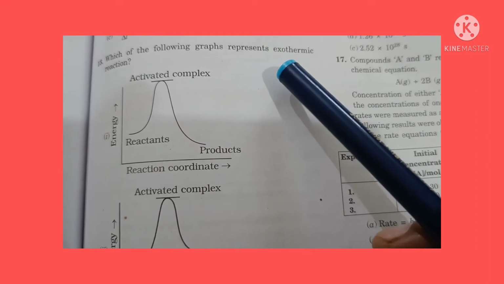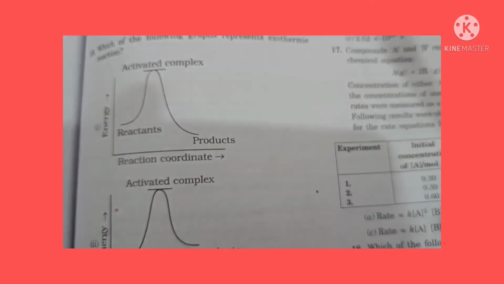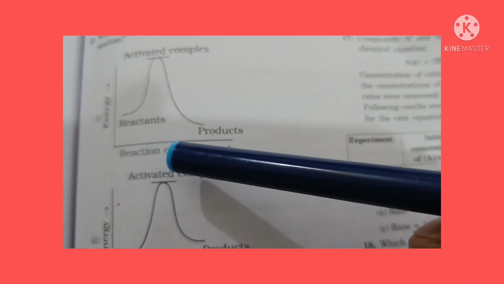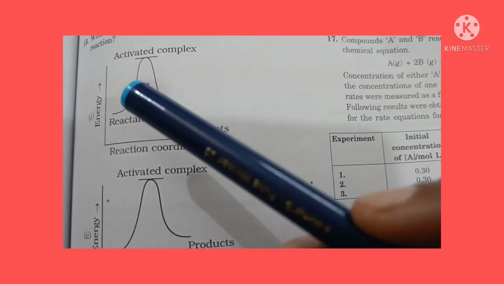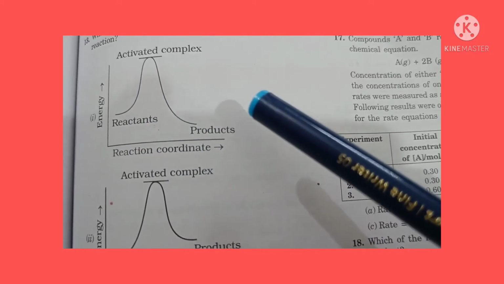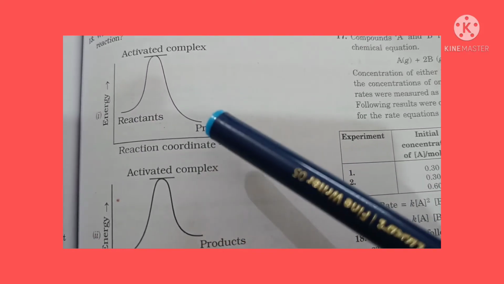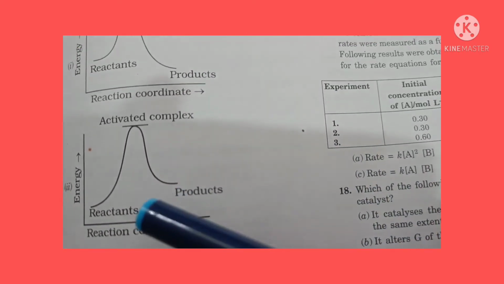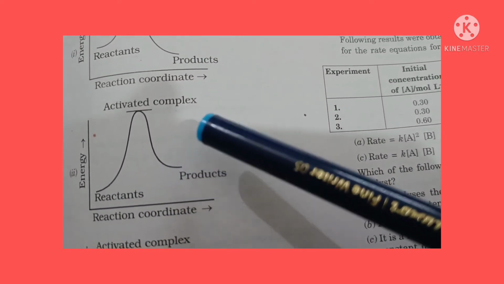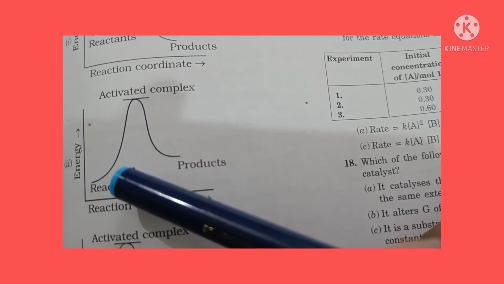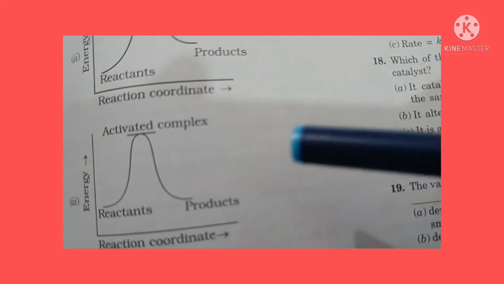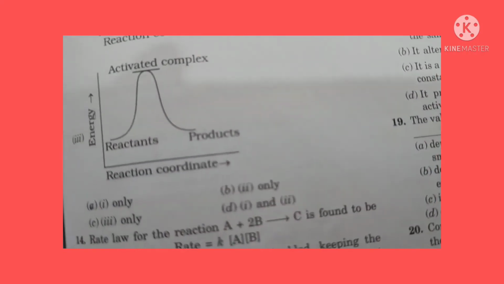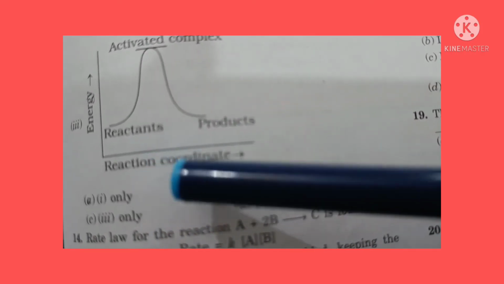Which of the following graphs represents an exothermic reaction? So for a graph to be exothermic, the energy of reactants should be greater than that of the products, so that the extra energy is released in the form of heat. So option A is an exothermic reaction. B is an endothermic reaction because the energy of products is greater than that of reactants. It will absorb energy. And C will neither release heat nor absorb heat. So the answer is option 1 only.